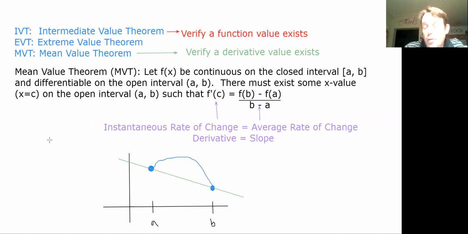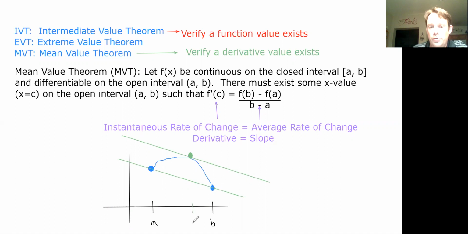All right, so there's our average rate of change. You have your slope triangle that gives it to you. We can figure out the slope, the rise over run of that. What this theorem says is, if that's my average rate of change, there has to be some other value where that instantaneous rate of change is equal to the average rate of change.